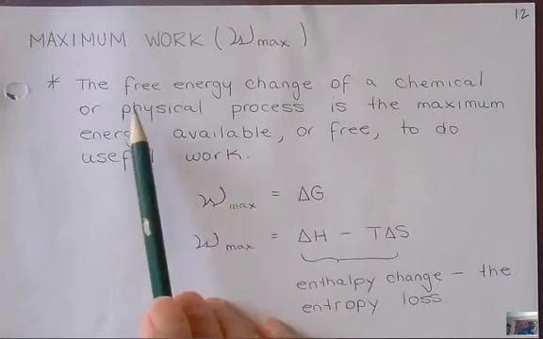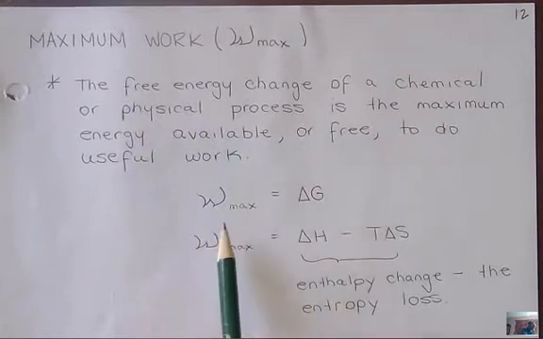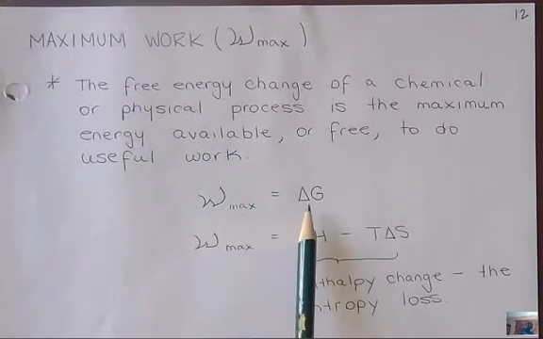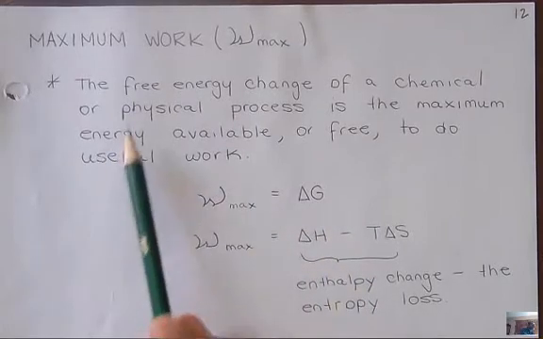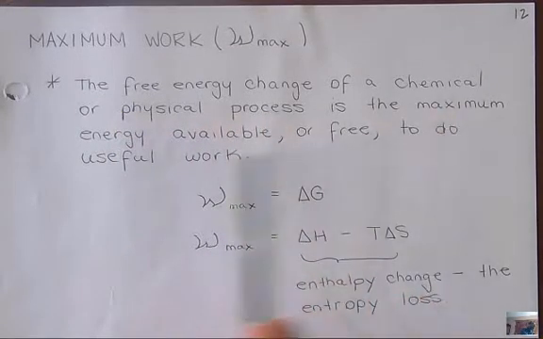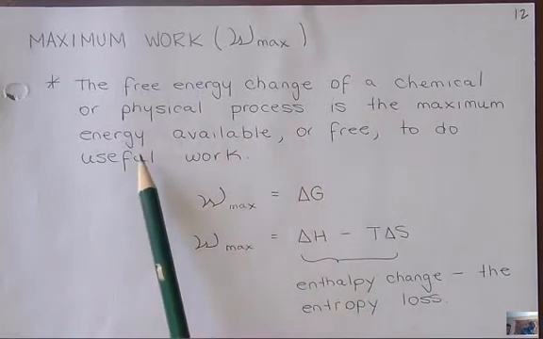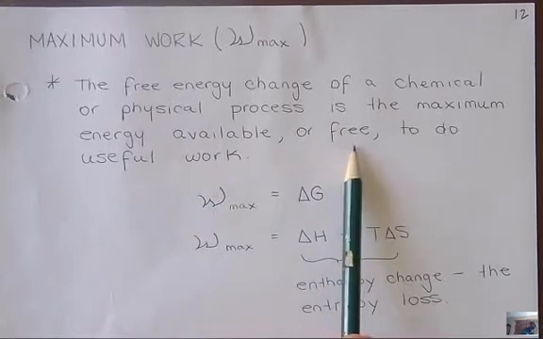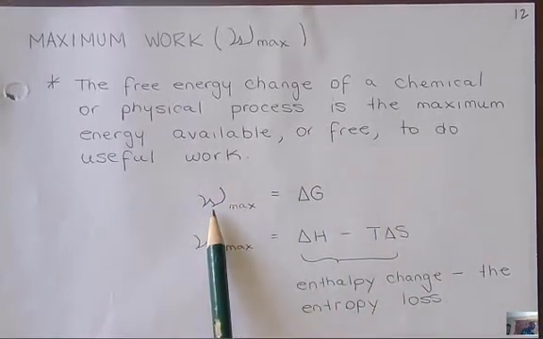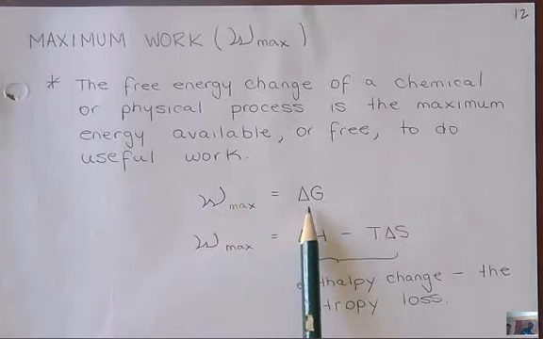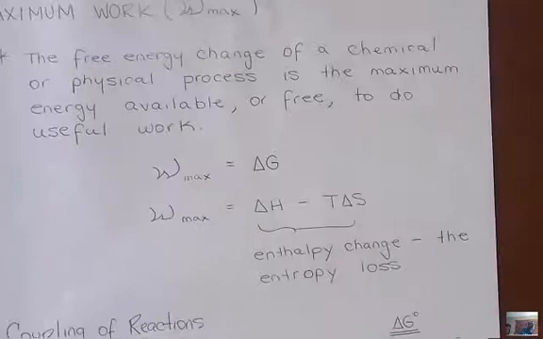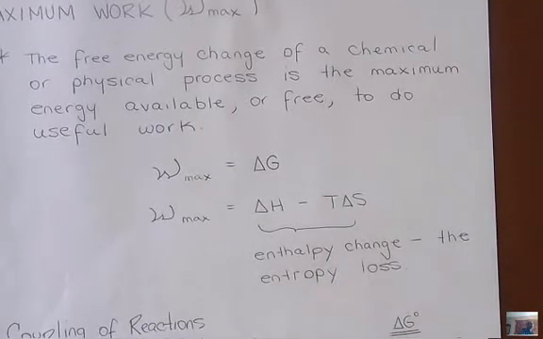Well, how much work can you do? That's the free energy, okay? W max, the maximum amount of free energy, is equal to delta G. So let's read this up here. The free energy change of a chemical or physical process is the maximum energy available, or free, that's why we call it free energy, to do useful work. W max is equal to delta G. So the maximum amount of energy is equal to delta H minus T delta S, the enthalpy change minus the entropy loss. And usually it is a loss.